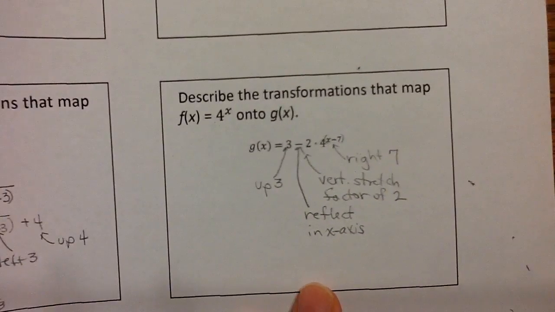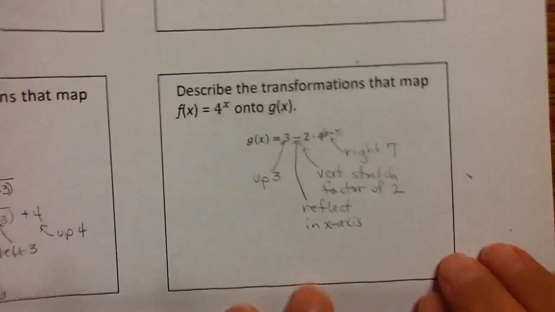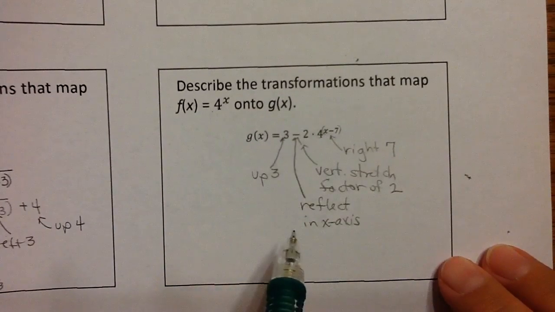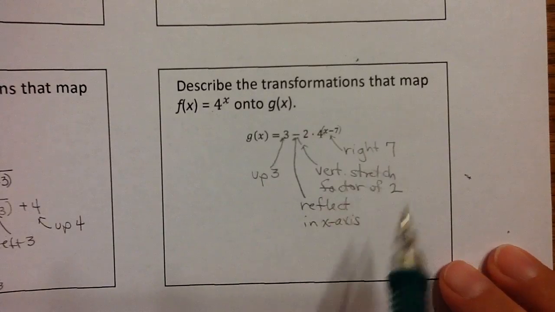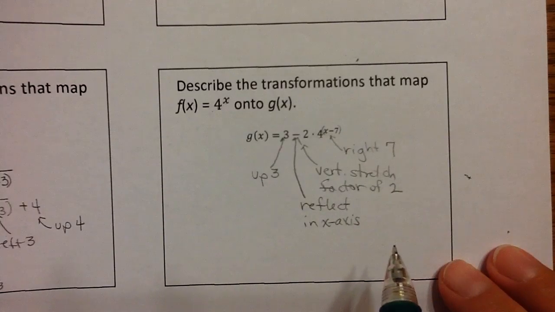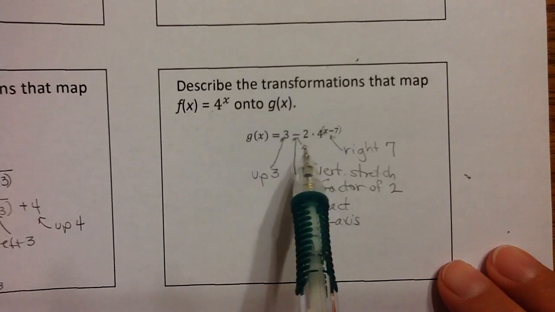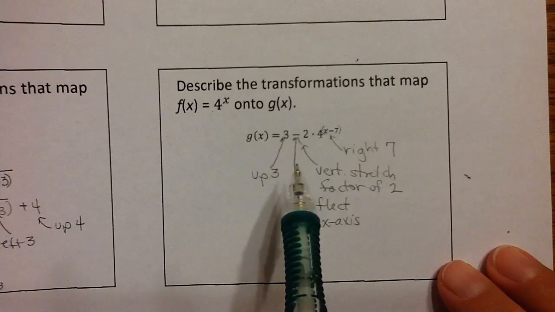Okay, you will need to be able to examine an equation and tell me what's happened verbally like this. You'll also have a handful of problems in your practice problems where I'll give you the list and then you write them in the equation. So you kind of practice doing it backwards.